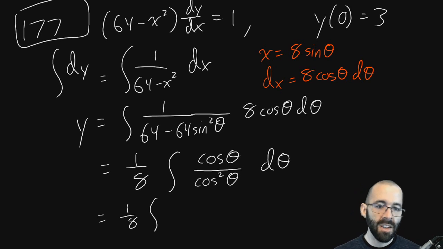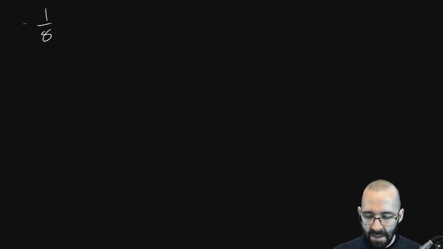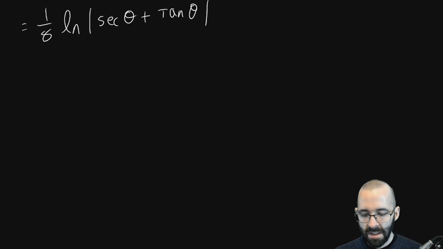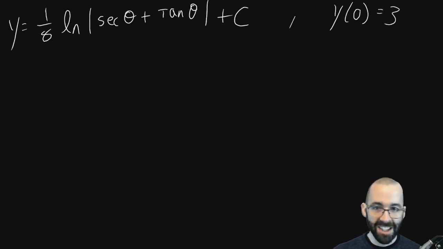So cosine over cosine is 1 over cosine, which is secant. And we know the antiderivative of secant: the natural log of absolute secant theta plus tangent theta. And this is all equal to y. And again, remember that y of 0 is equal to 3. We'll need that later.